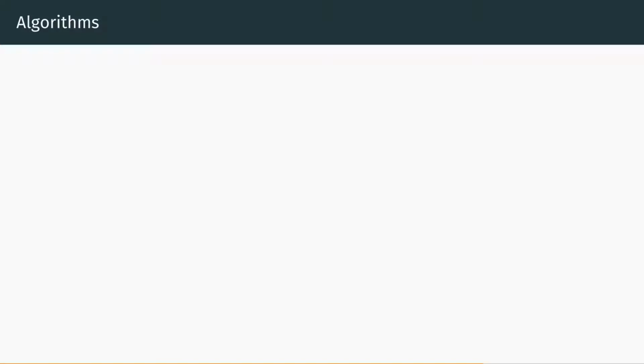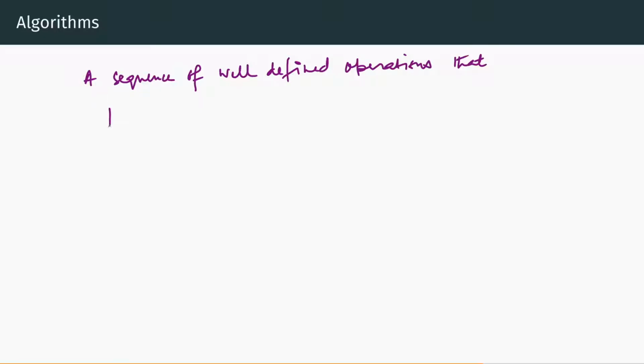Okay, now let's talk about algorithms a little bit. What is an algorithm? An algorithm is a set, or not a set actually, it's a sequence of well-defined operations that provide a solution to a problem.